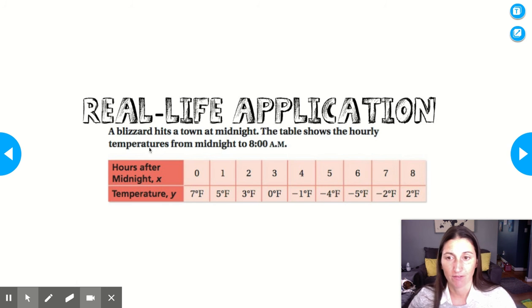So in this real life example, a blizzard hits a town at midnight, and the table shows the hourly temperatures from midnight to 8. So they collect this data and say hours after midnight. This is going to be our x-axis. So 0 would be midnight, right? That is our starting point. We said midnight is when we're starting. This is 1 hour after midnight, which would be 1 o'clock, 2 a.m., 3 a.m., 4 a.m., 5 a.m. But it's just saying that they're hours after, and this is 8 a.m. Then it records the temperature. So the temperature looks like it's decreasing until 8 a.m.